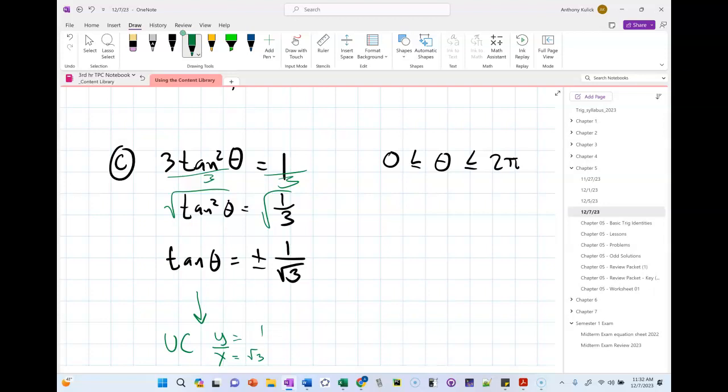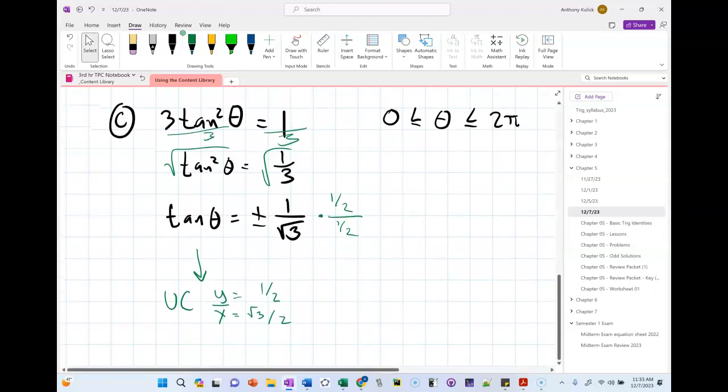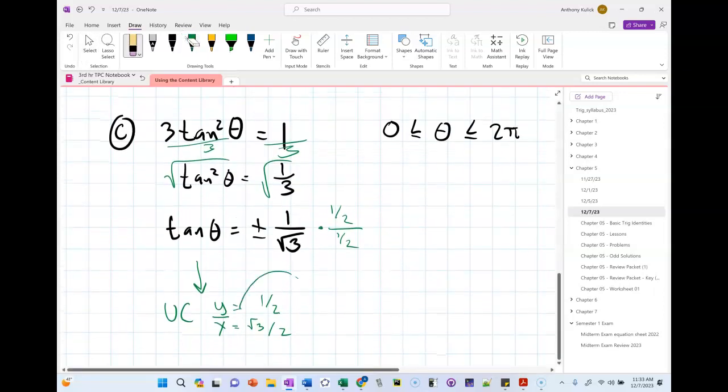Sydney, do you see it? You were shaking your head when I said you should see something that's close. Oh, okay. Do you see that there's something where the x or the y is 1/2, and a place where the x is square root 3/2? So that's what we're going to be looking for.